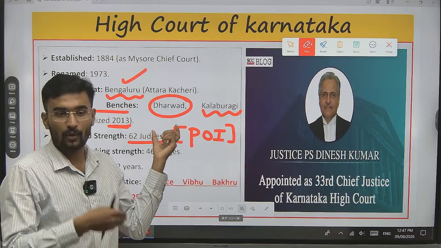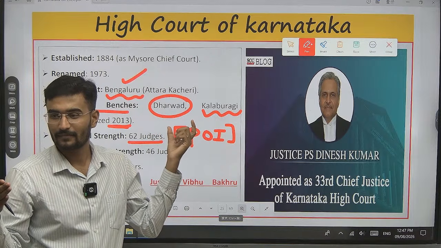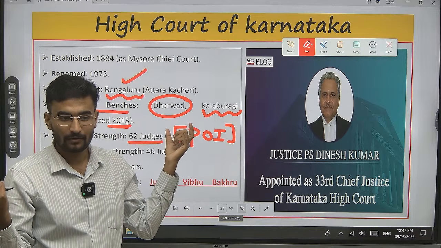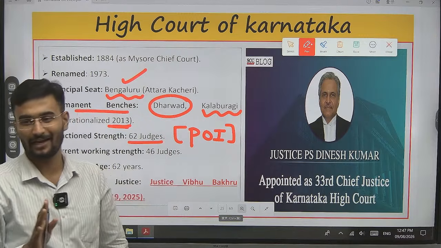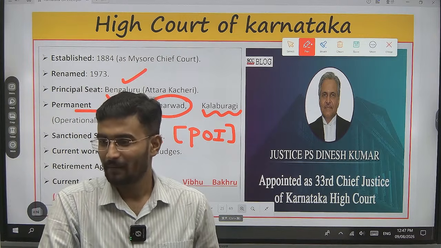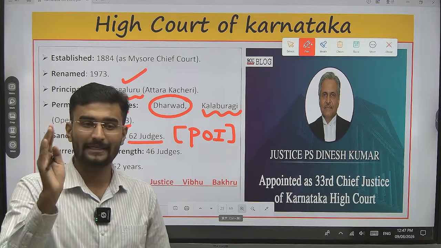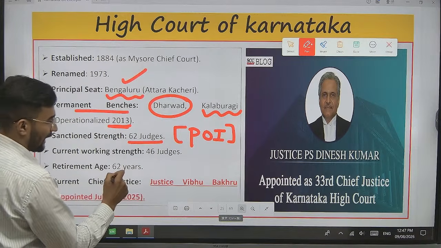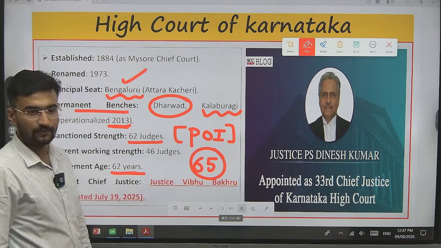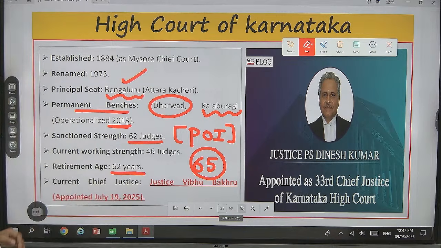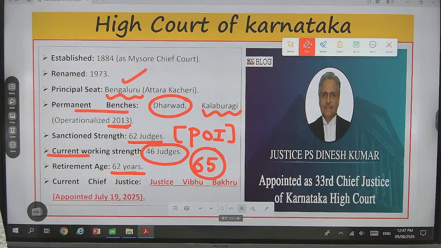62. Now what is the tenure of those High Court judges? Tenure 60 or 65? Not 60, maximum 62. There is no minimum age. Maximum up till 62 years you can be in office. But Supreme Court, 65 years. 65 years. And currently the working strength is 46 judges, 46 working judges.